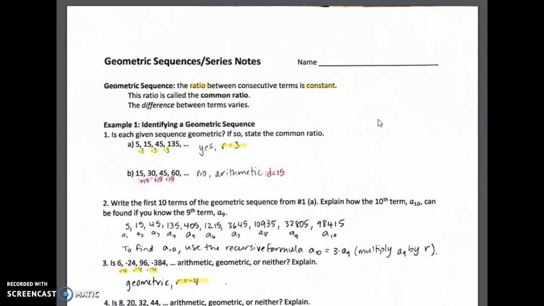Okay, so identifying if we have a geometric sequence. In this case, our list of numbers is 5, 15, 45, and 135. In each case, we're multiplying by a common factor or ratio of 3. So yes, this would be a geometric sequence where the common ratio is 3. In the second example, our numbers are 15, 30, 45, and 60. In this case, we are not multiplying by the same number, we're adding the same number, so this would be an arithmetic sequence, where the common difference is 15.